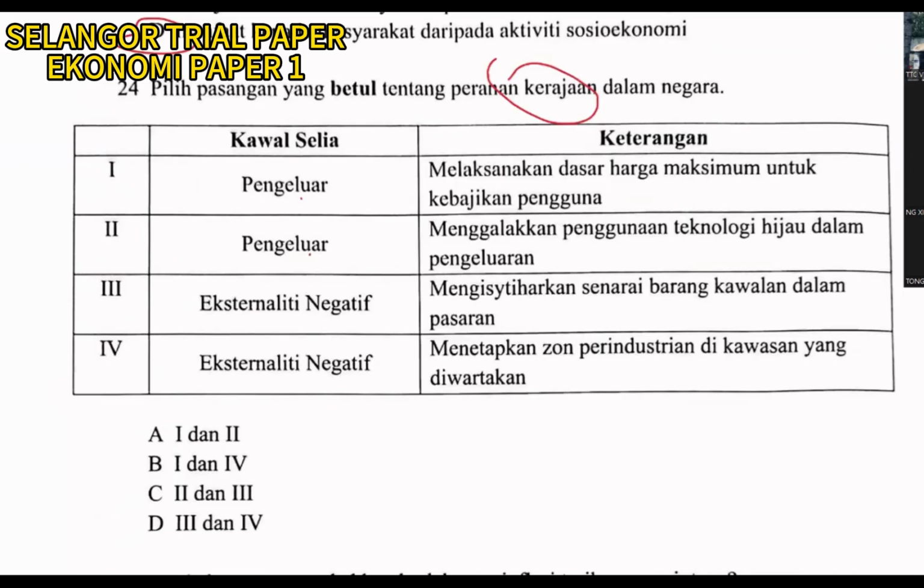Kerajaan sebagai pengeluar. Is this related to... Okay, sorry. Peranan kerajaan mengawal pengeluar. So they set up harga maksimum. Correct or not? Yes. Teknologi hijau. This is externality. Externality negative. Senarai barang. Senarai barang is not. Zon industri, yes. 1 and 4.